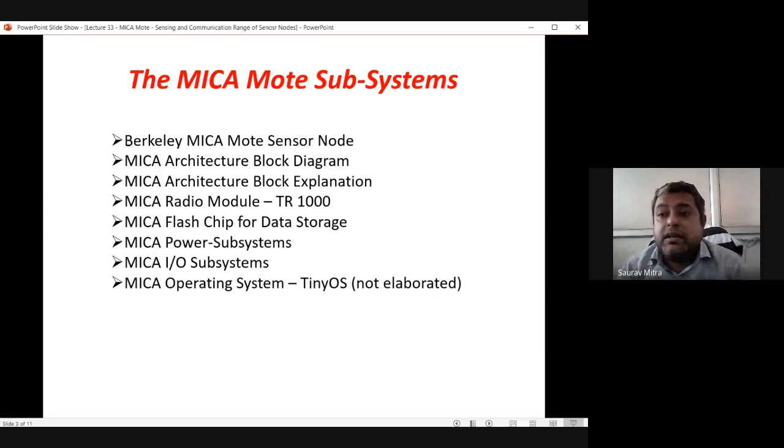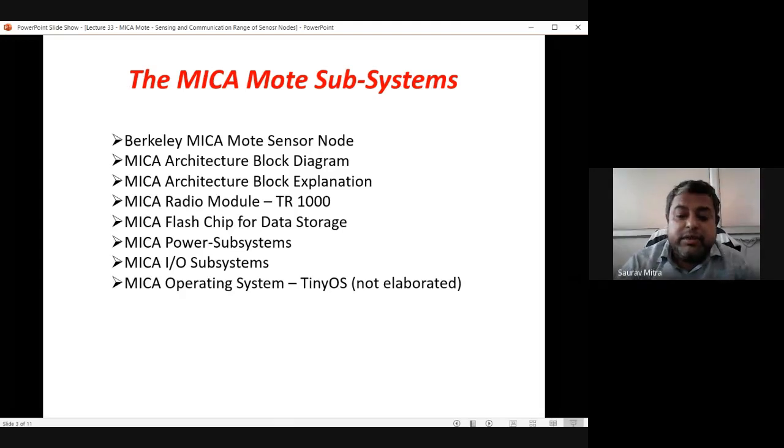Okay, so these are some of the blocks of the Berkeley MICA Mote. That is, there will be a microcontroller inside it, which is the heart or the brain of the wireless sensor node. Then there will be a radio module, which is called TR1000. Then there will be a data storage flash chip, then a power subsystem, because every block of this wireless sensor node has to be powered for proper function.